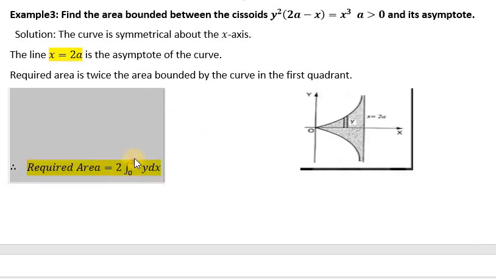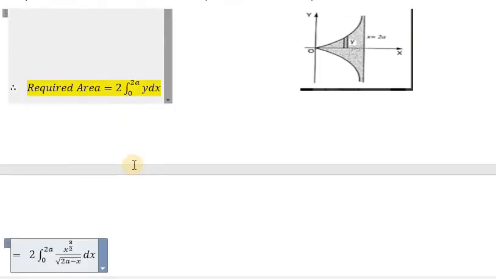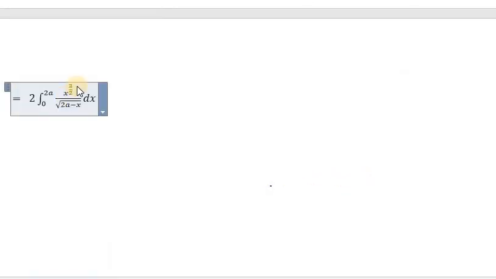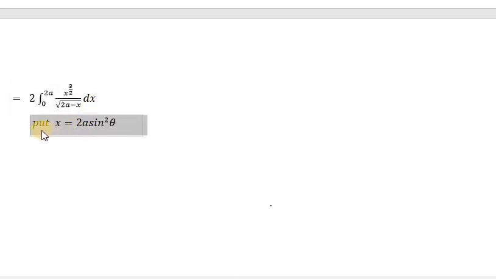So the required area is twice the integral from 0 to 2a of y dx. So 2 times the integral from 0 to 2a, where y is x to the power of 3 by 2 divided by root of 2a minus x, dx. Now let us substitute x equals 2a sine square theta, because directly we cannot simplify this one. So put x equals 2a sine square theta, then dx equals 4a sine theta cos theta, and the limits, let us see.